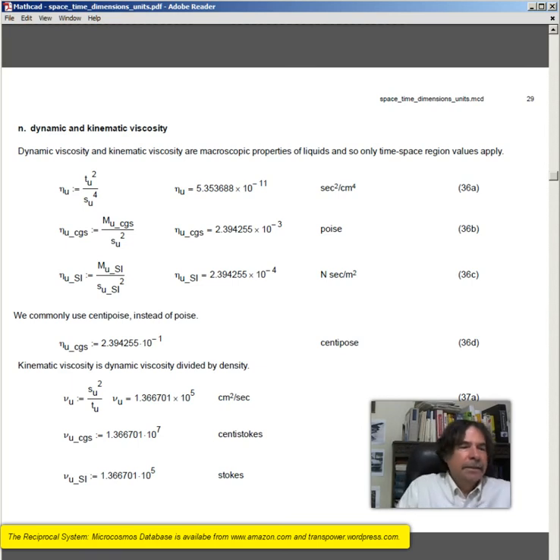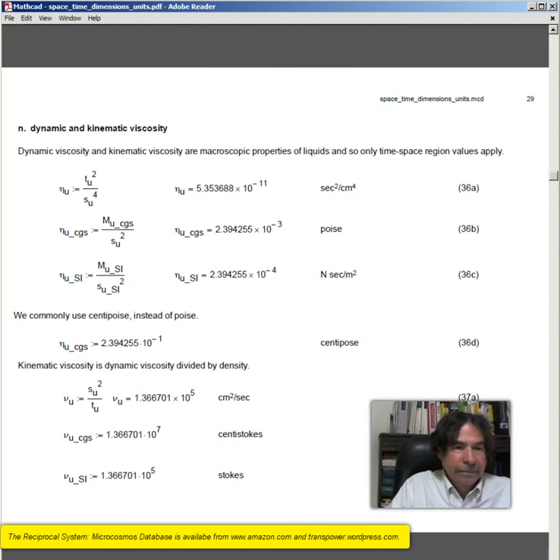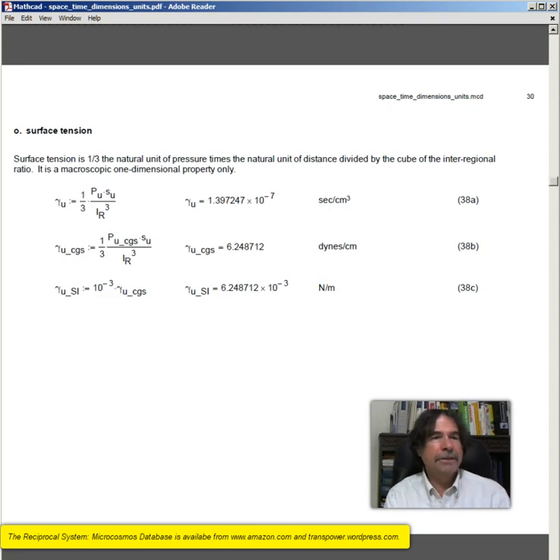Kinematic viscosity is dynamic viscosity divided by density. You can see the values there, centistokes and stokes. Surface tension. That's 1/3 the natural unit of pressure times the natural unit of distance divided by the cubed interregional ratio. It is a macroscopic one-dimensional property only, and you can see the calculations here.